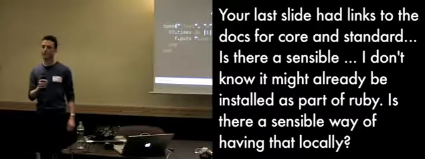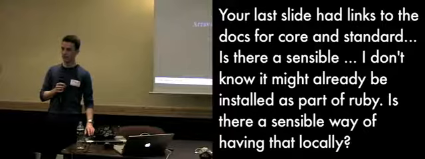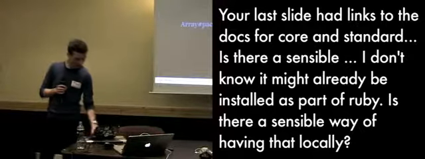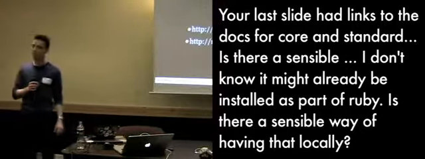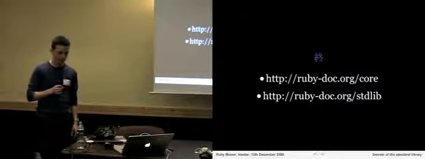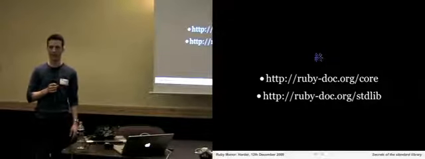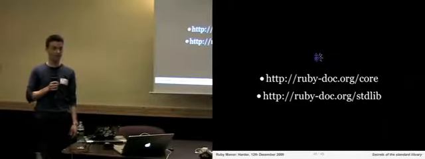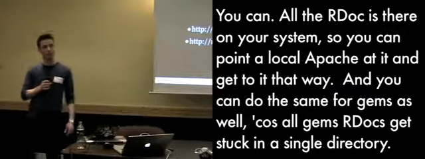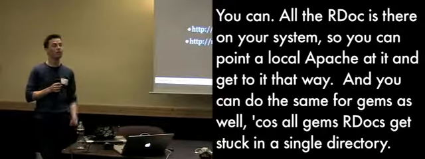Your last slide had links to the docs for core and stuff. Yes. Is there a sensible way of having that locally? I don't know, it might already be installed as part of Ruby. There is ri, which will give you information on that, but it's not nearly as easy to browse through as the stuff on the web. So all the RDoc is there on your system, so you can point a local Apache at it and get through that way.